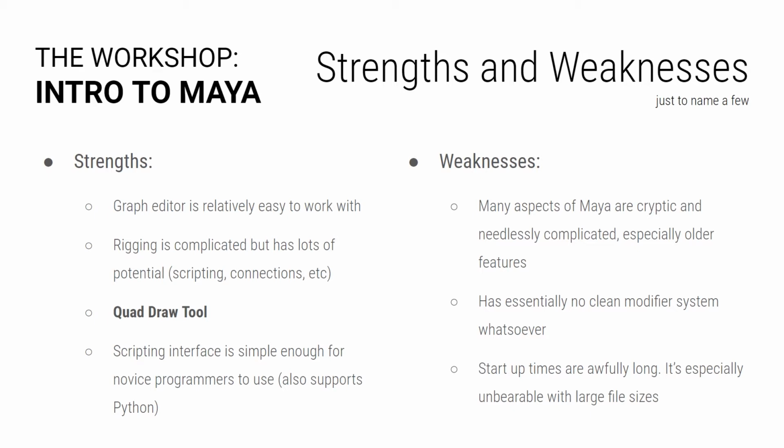Rigging is super complicated in Maya, but it has a lot of potential. It's super weird and difficult to get at first. Once you understand the actual pipeline, there's so much you can do with it. You can add your own scripts to rigs and do all these crazy things. There's the connection editor, which allows you to take two values of literally anything and make them match. So there's a lot.